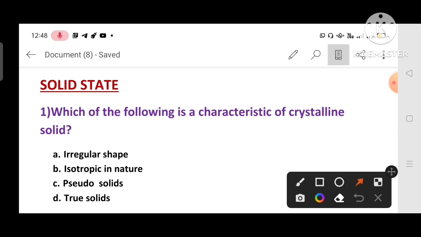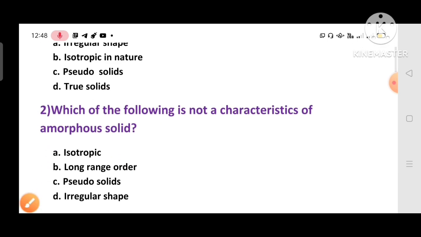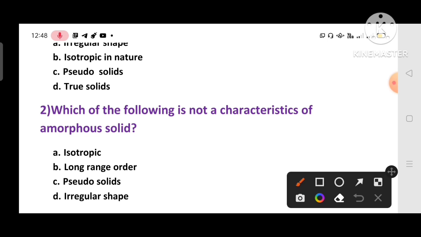And the right answer is option D true solids. Next question, which of the following is not a characteristic of amorphous solid? Option A isotropic, option B long range order, option C pseudo solids, option D irregular shape. And the right answer is option B long range order.